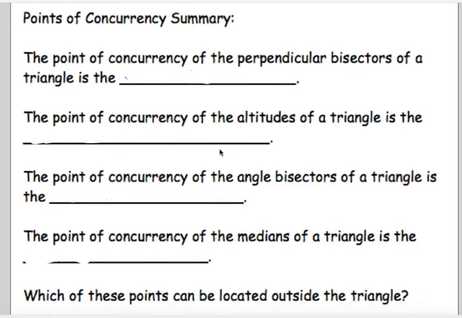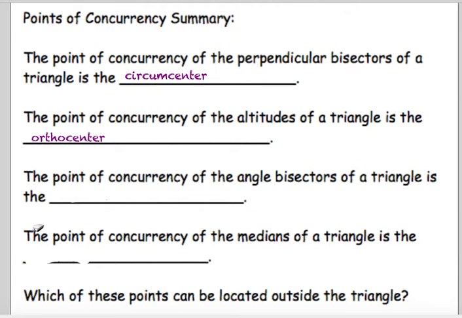In the notes, it just kind of summarizes the points of concurrency. The point of concurrency of the perpendicular bisectors of a triangle is the circumcenter, the center of a circle that could be drawn around the triangle, and the edge of the circle would touch all of the vertices of the triangle. The point of concurrency of the altitudes of a triangle is called the orthocenter.